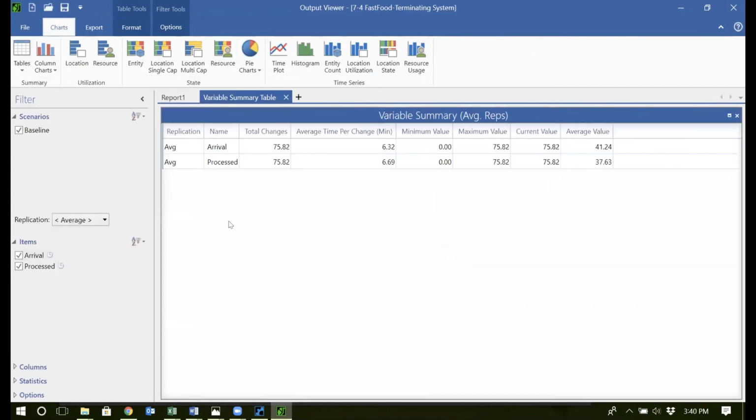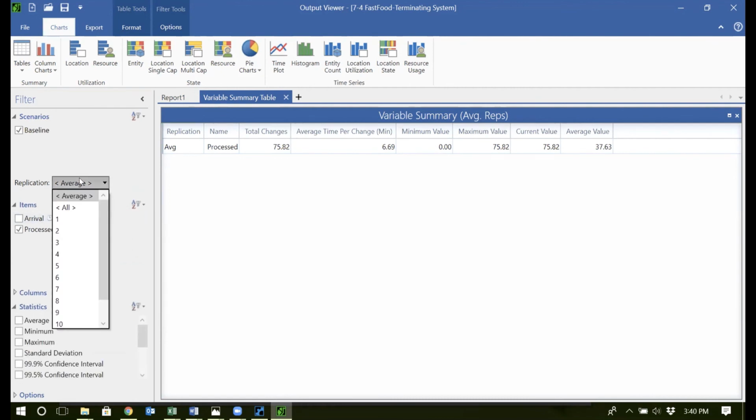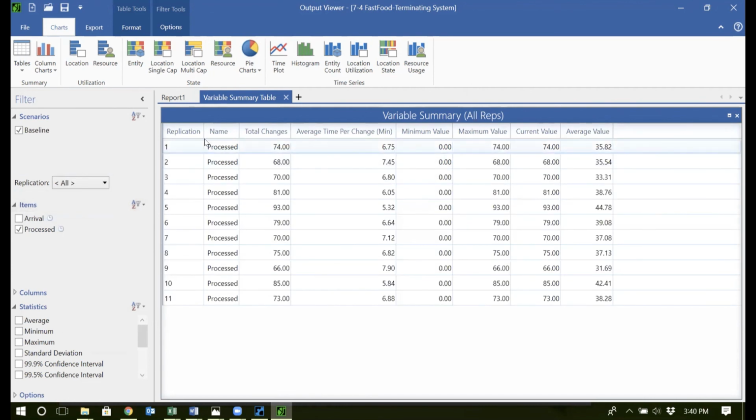Let's go to variable summary. Again, I'm going to look at number of customers processed, the ones that we provided food to. I'm not going to show arrival just for the sake of not having a crowded view. I don't want to show all the replications, but it doesn't hurt, so let's show it. These are all 11 replications I have. You see the numbers go all the way from 66 to 93.